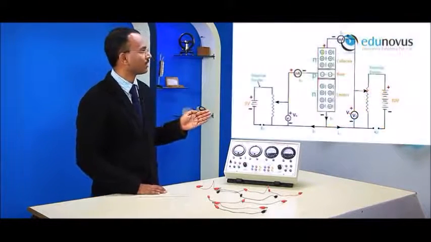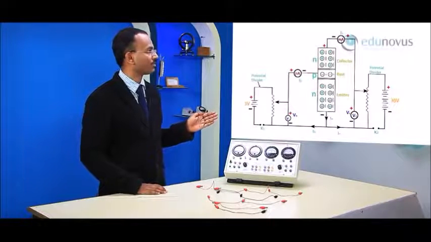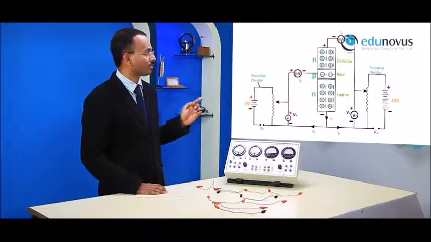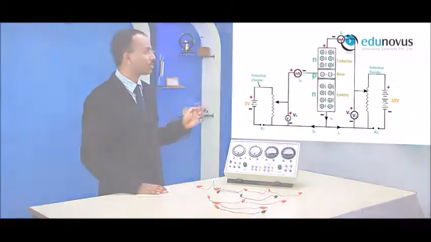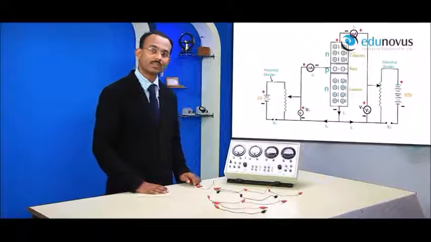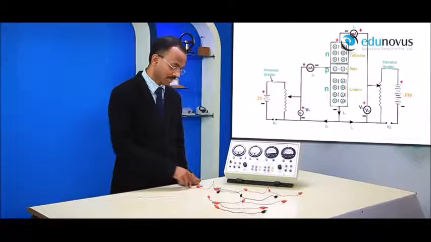As you can see in the circuit diagram for the common emitter configuration of an NPN transistor, the negative terminals of the two power supplies, the negative terminals of the two voltmeters, and the emitter are all connected together. So let's connect these 5 points using this 5-pin connecting wire.